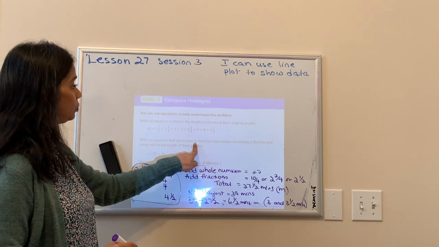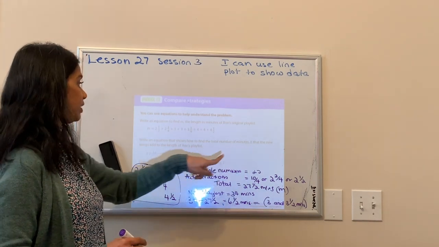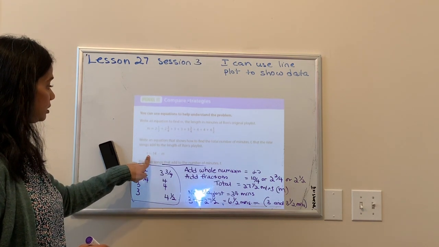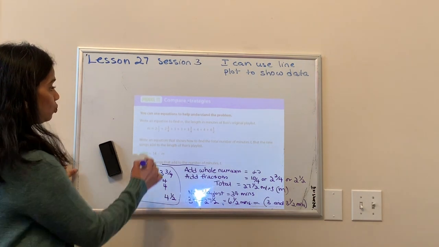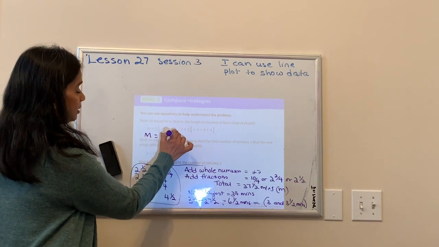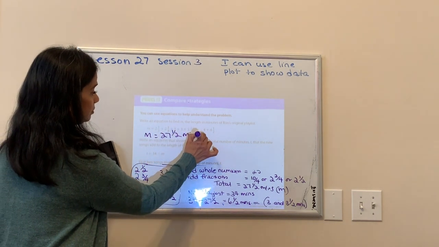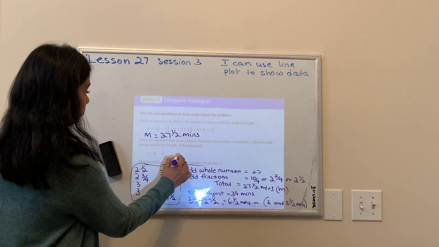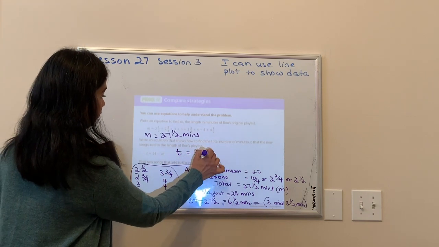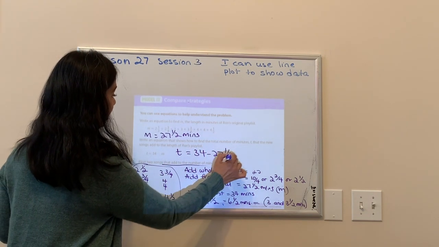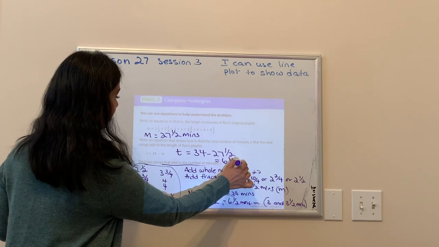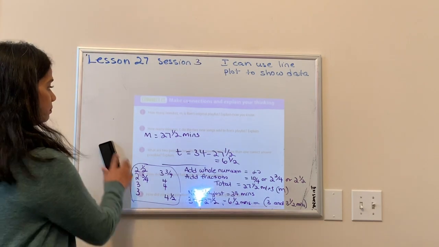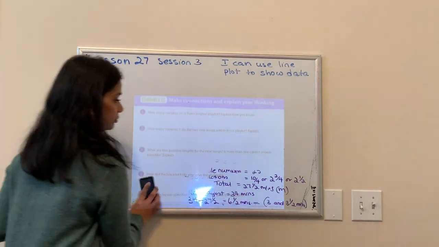Write an equation to show how to find the total number of minutes that the new songs add to the length. So new songs, T equals 34 minus M. We know that M is equal to 27.5 minutes, which is what we found down here. So the two new songs would be T equals 34 minus 27.5, which will give me 6.5. Got it? Okay, so let's make all of these connections now.